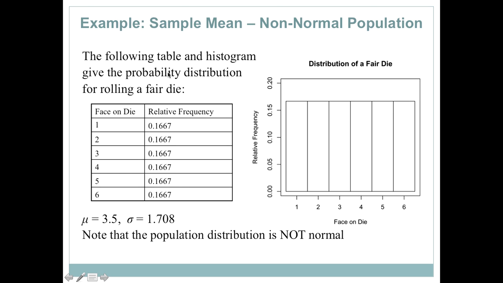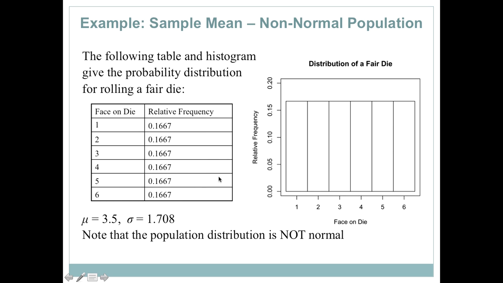Okay, let's take a look at this example here where we have a non-normal population. So if you were paying close attention, the last one, we already had a normal population because we're working under the assumption that weights of pennies are already normally distributed. So let's take a look at what happens if we're dealing with a non-normal population. The following table and histogram give the probability distribution for rolling a fair die. So we know we basically have a 1 in 6 chance of getting a 1, a 2, a 3, a 4, a 5, or a 6.